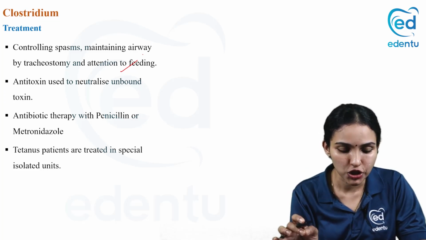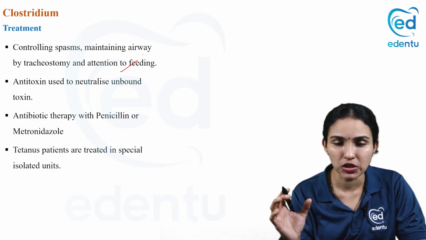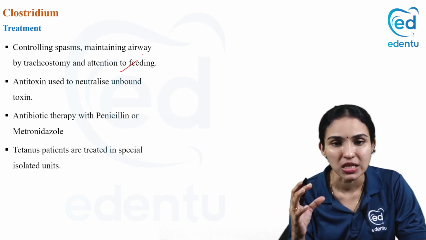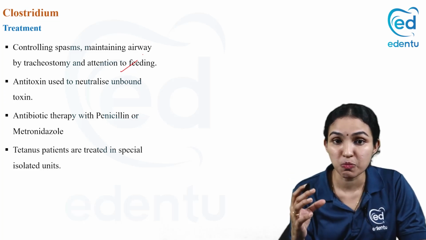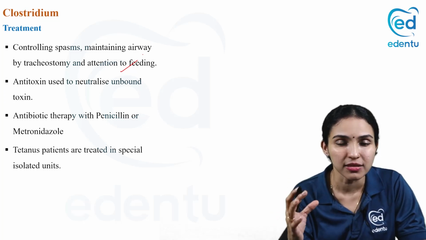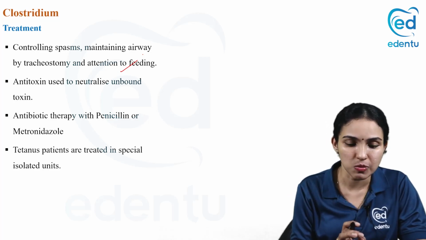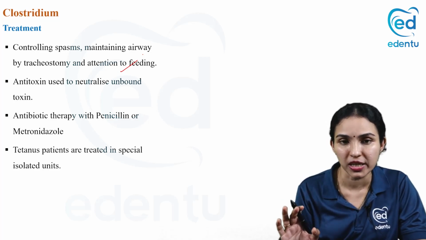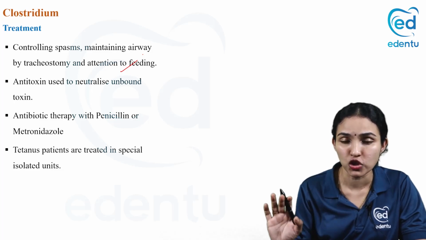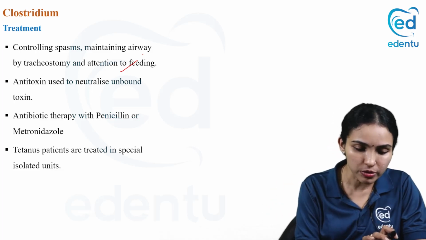Antibiotic therapy should be initiated, and tetanus patients are treated in special isolated units because any kind of stimulus can precipitate the spasms. So they are placed in a very quiet room. Even noise and air can precipitate spasms. So that is how we treat tetanus patients, and the wound should be thoroughly debrided and cleaned: foreign body, devitalized tissue, everything should be removed.